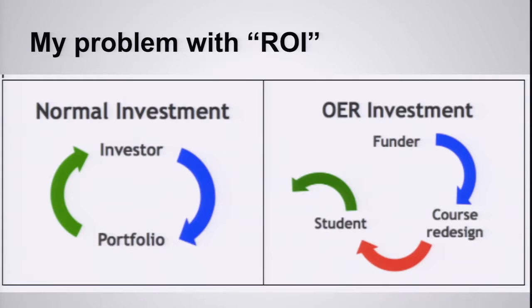So here is another loop to consider. I made this to try to think through my problem with return on investment as a description of the impact of OER programs. With a normal investment, there's a direct relationship between the investor and their portfolio. The returns come back to the investor. But in the case of OER, you've got your funder, public or private, and they grant money, and faculty put in a lot of effort to adopt open resources or create open resources where they don't already exist. And then the savings get passed along to the student.